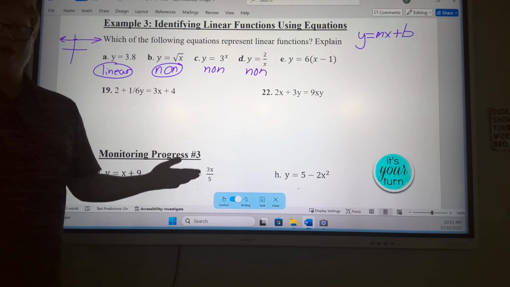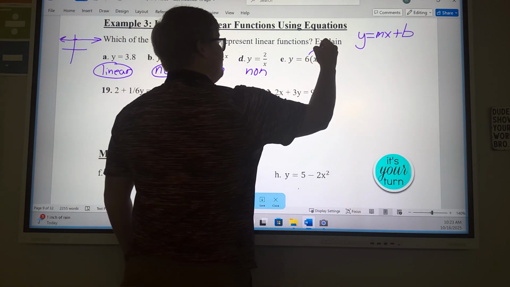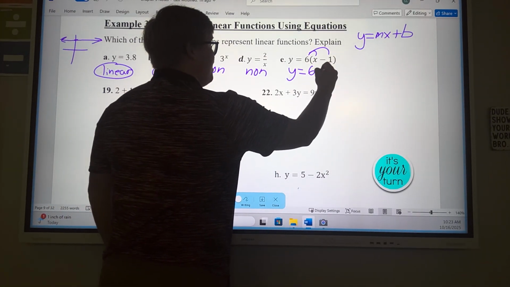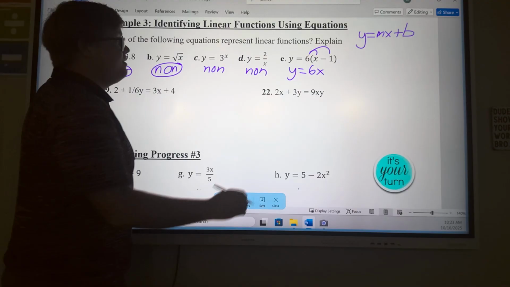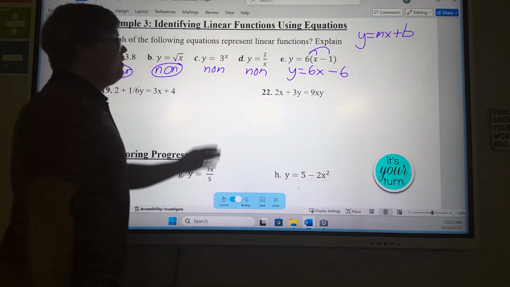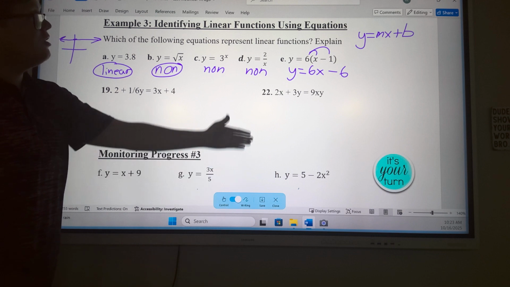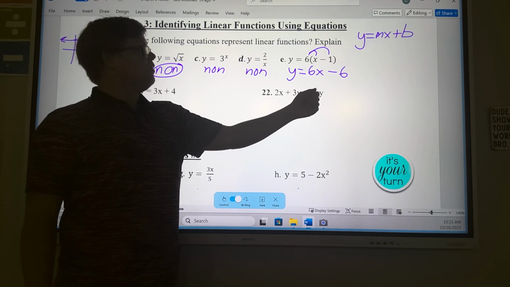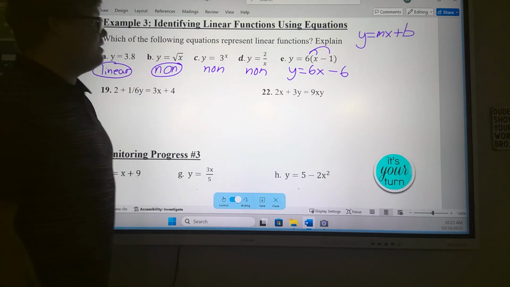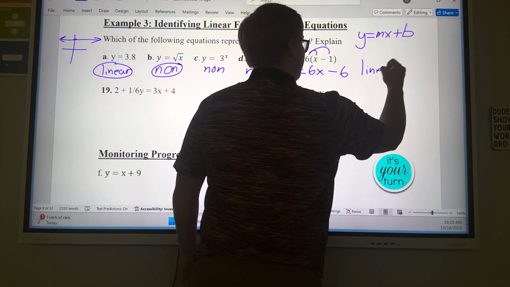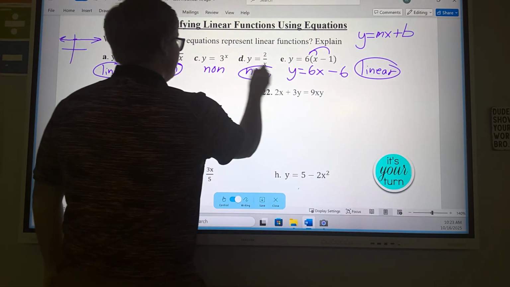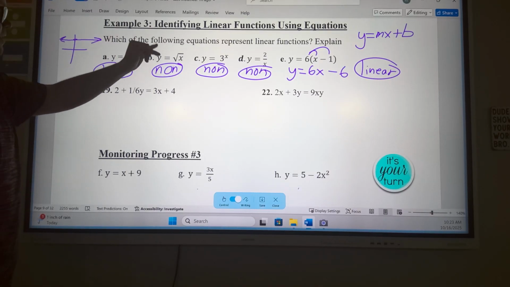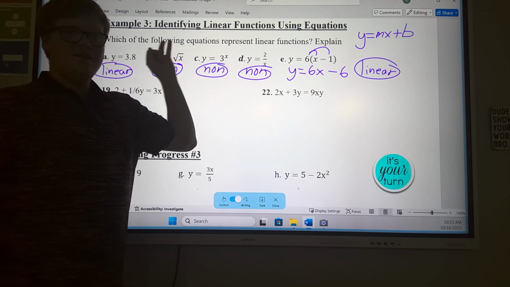E, we have y equals 6 times x minus 1. Well, a way to tell if it's linear or not is we can distribute that 6. We have y equals 6 times x is 6x, right? 6 times a negative 1 is a negative 6. So, y equals 6x minus 6. It looks just like y equals mx plus b. The m is replaced by a 6. The b is replaced by a negative 6. So yes, it is linear. Okay, so we got the first row done. A, linear, B, nonlinear, C, nonlinear, D, nonlinear, E, linear.